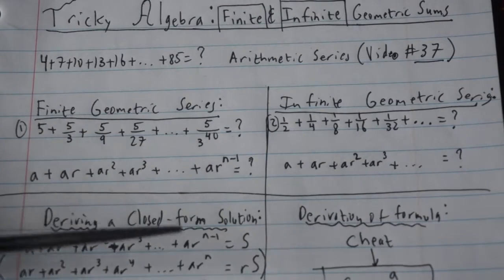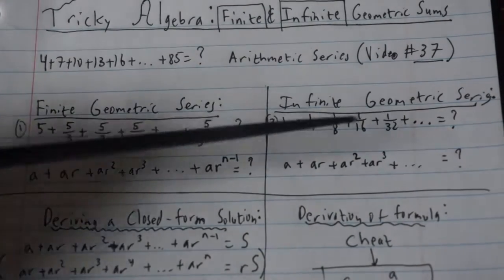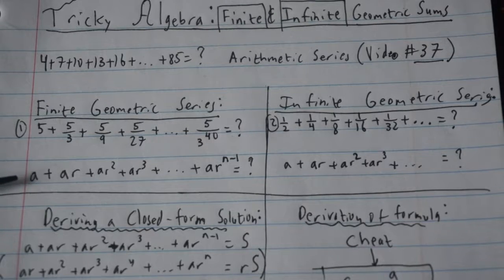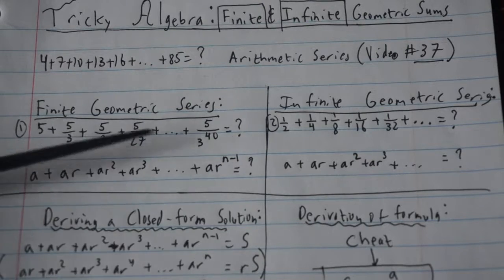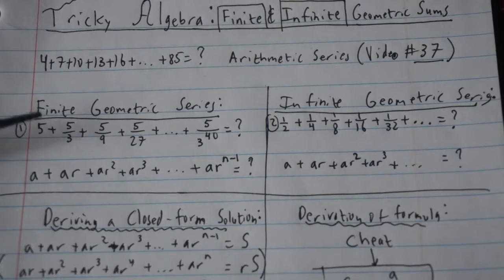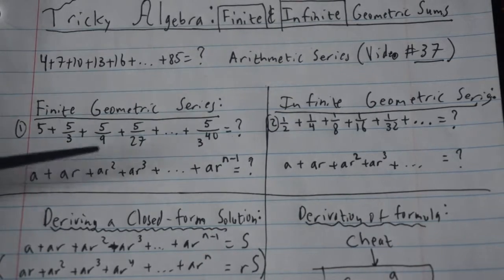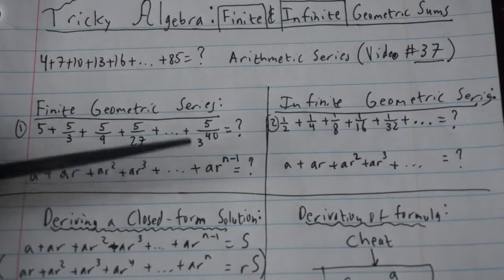So first of all, let's make this very general and not specific numbers. So we're going to introduce A and R. A just means that's your first term. So 5 is your A. R is going to be your ratio, so that's going to be your 1/3, because every time to get the next term you multiply by 1/3. So we can represent this problem by A plus AR plus AR squared plus AR cubed plus dot, dot, dot, all the way up to A times R to the n minus 1.